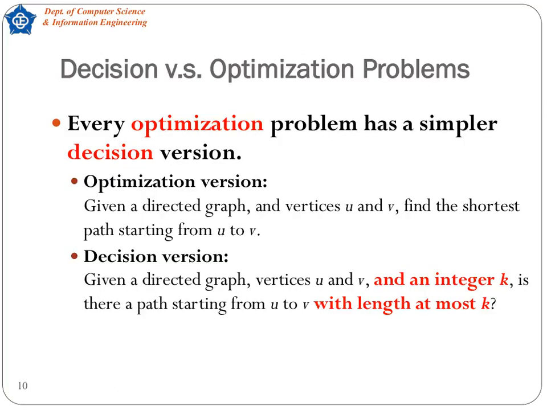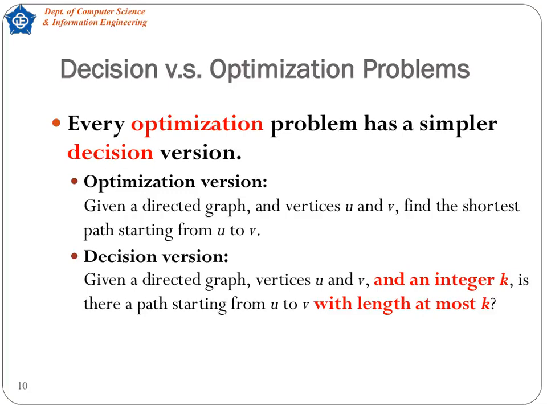Building on that foundation, let's examine how an optimization problem pairs with its decision counterpart. In the optimization version, you're handed a directed graph plus 2 vertices, U and V, and asked to find the shortest path between them. The decision version streamlines this. You still use the same graph and the same start and end points, but you're also given an integer k, and your only task is to answer yes or no. In other words, is there a path from U to V whose length is at most k? This transformation from find the best solution to verify a solution meets a threshold is a key technique in complexity theory.